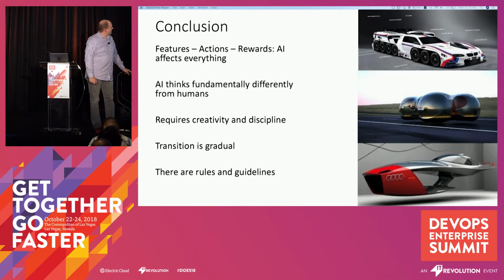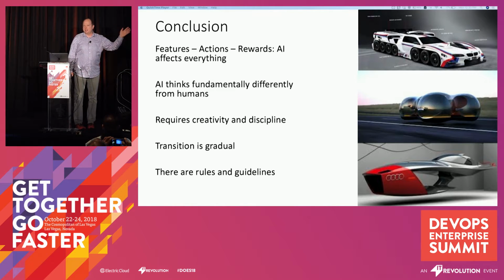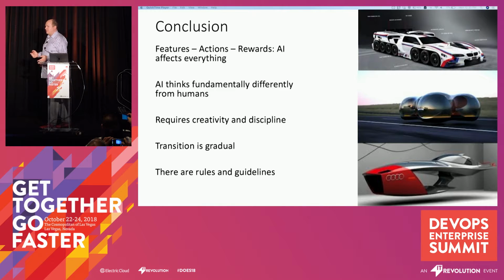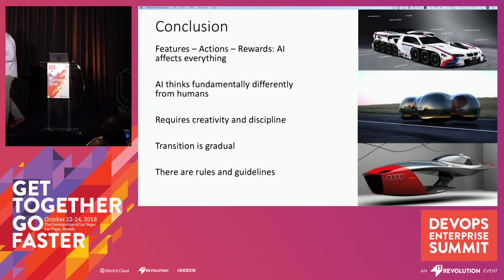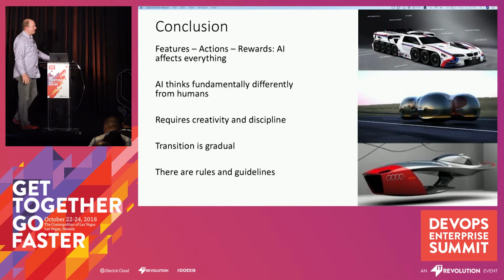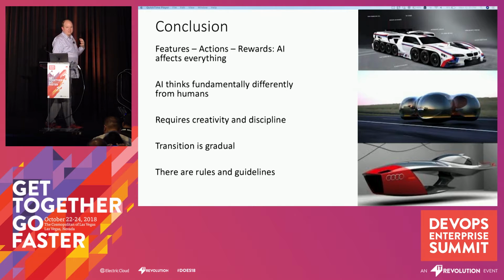So at the end of the day, the takeaway is features, actions, rewards versus instruction-based coding. Teach your guys to think in those dimensions, right? What are the features that I want to measure? What are the actions that I want to take? And how do I feed back information if something worked or not?